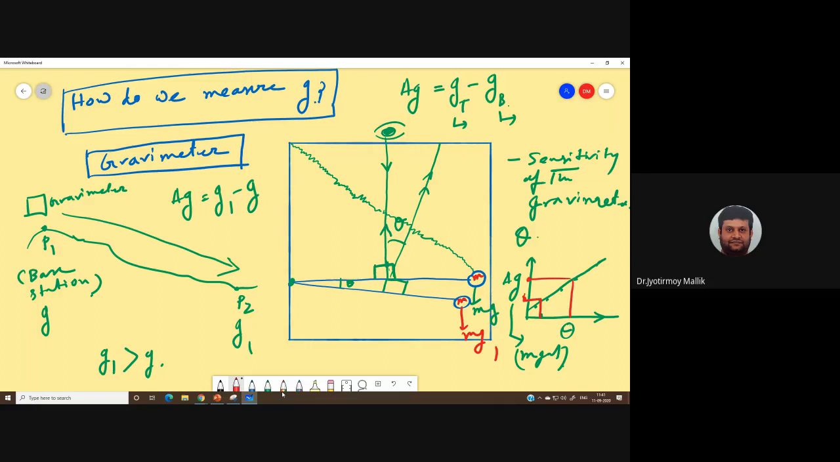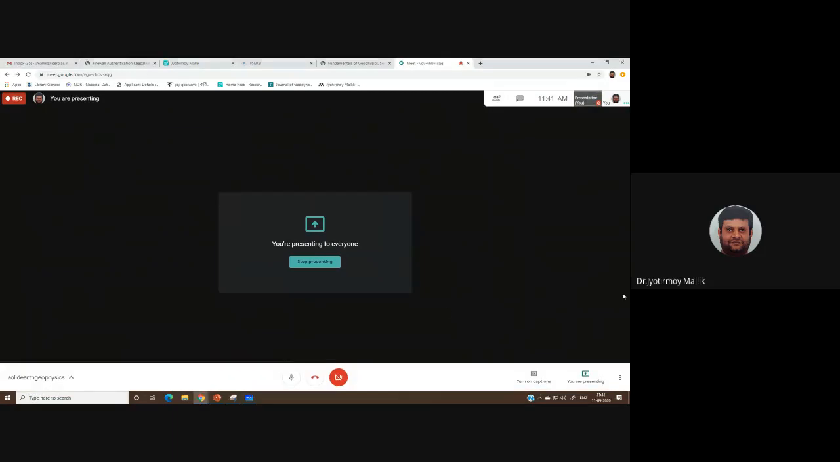What scale of delta g I would be able to measure depends on the sensitivity of the gravimeter. In older days it used to be in the scale of milligal, but with digital technology we have reached all the way up to microgal.